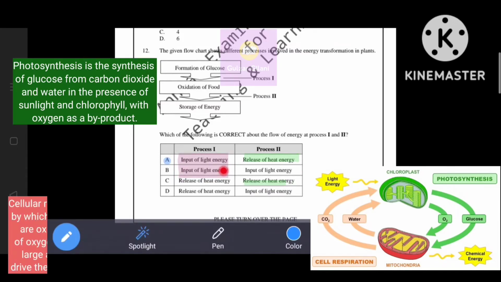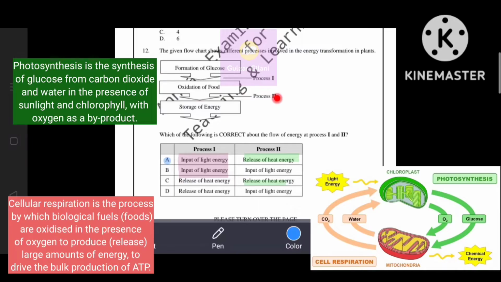Process 1 के लिए. Process 2, oxidation of food, is respiration. As you know, cellular respiration is the process by which foods are oxidized in the presence of oxygen to produce or release a large amount of energy to drive the bulk production of ATP. तो release of heat energy shortlist हो गया. हमारे दोनों करेक्ट आंसर ऑप्शन ए शो कर रहा है. That's why A is the correct answer.